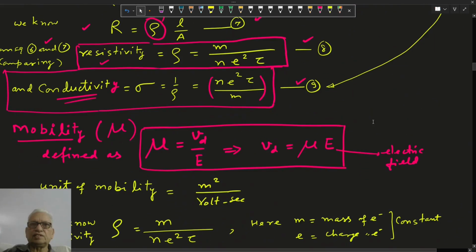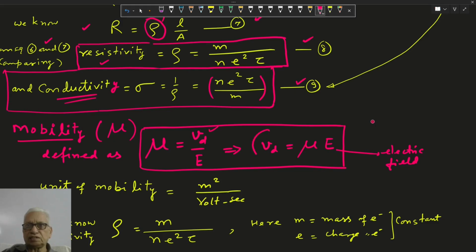Now we are going to discuss mobility. Mobility is mu equal to Vd upon E, drift velocity per electric field. After cross multiplication, we get this relation: drift velocity is equal to mu times E, where E is the electric field and mu is the mobility. The unit of mobility is meter square per volt second.